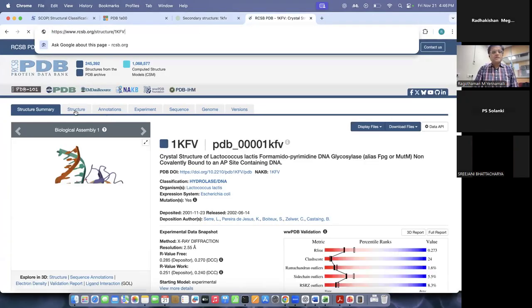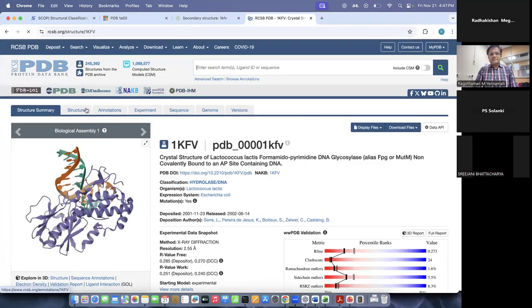Okay. So if you click on the structure tab at the top, what we see is the summary page, but there are other tabs in the structure tab. You will see many different information, and in that you will see the fold level information for that particular protein.